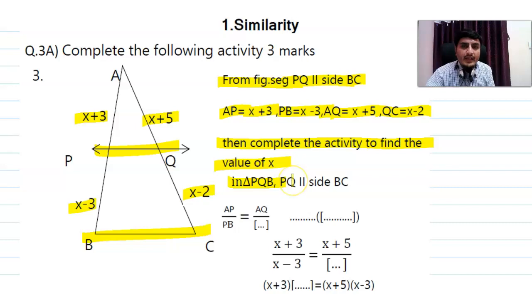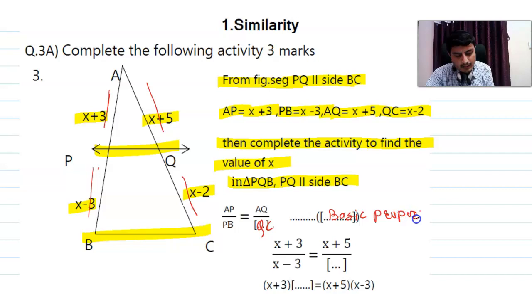In triangle ABC, since PQ is parallel to the side BC, we can use the basic proportionality theorem. As per the basic proportionality theorem, the segments made by PQ on AB and on AC are in equal proportion. That means we can write AP divided by PB equals AQ divided by QC, by using the basic proportionality theorem.